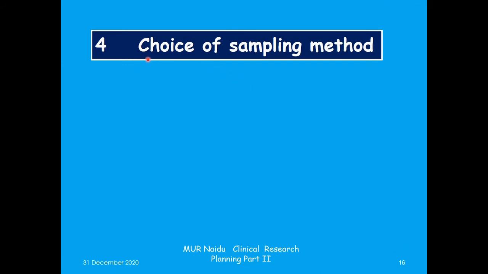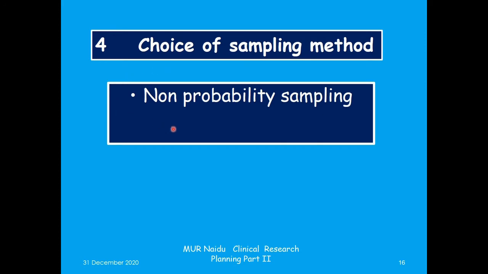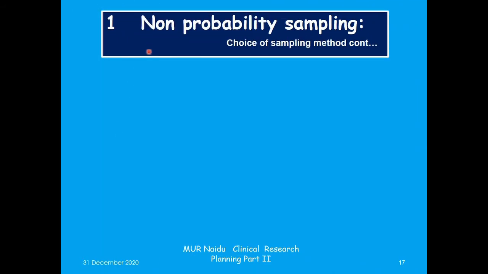Fourth one is choice of sampling method. It is divided into two: non-probability sampling method and second is probability sampling method. First one is non-probability sampling method.